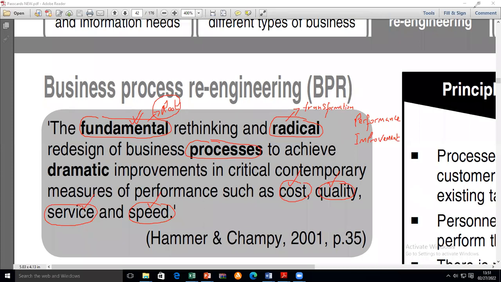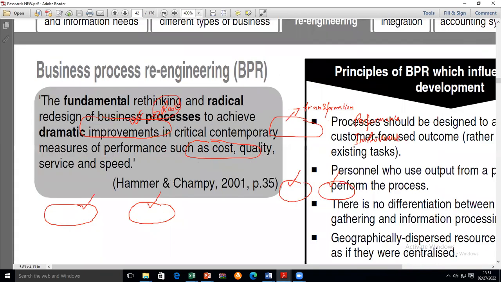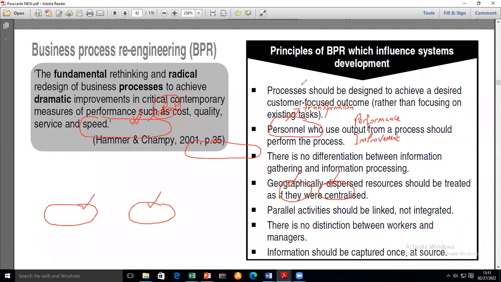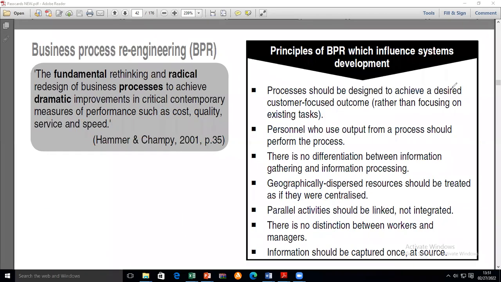What do you expect after this exercise has taken place? What would we expect in our organization? Let us see what we expect, the end result of this process. Processes should be designed to achieve a desired customer-focused outcome. Our focus should be on the outcome rather than on tasks. What does the customer want? Can we deliver it?